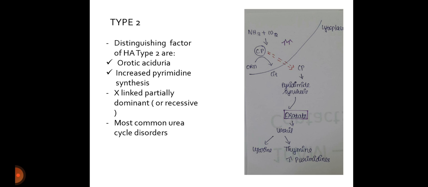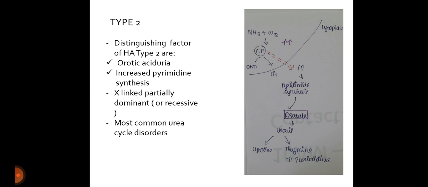Carbon dioxide combines with ammonia to form carbamyl phosphate. The enzyme defect over here is ornithine transcarbamylase. So the carbamyl phosphate cannot combine with ornithine to form citrulline. What happens is this carbamyl phosphate will move to the cytoplasm from the mitochondria. This carbamyl phosphate enters a new pathway called pyrimidine synthesis, and there it forms orotate. From there it produces uracil, and it gives cytosine and thymine.